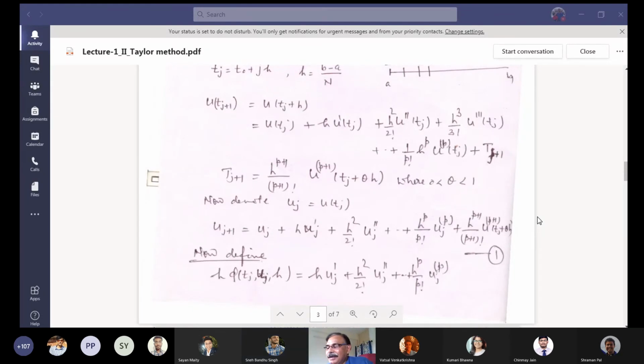No. My point is, suppose tolerance is given to you, and you are asked to find out how many terms of that Taylor series you require to get this tolerance. So how will you find that?